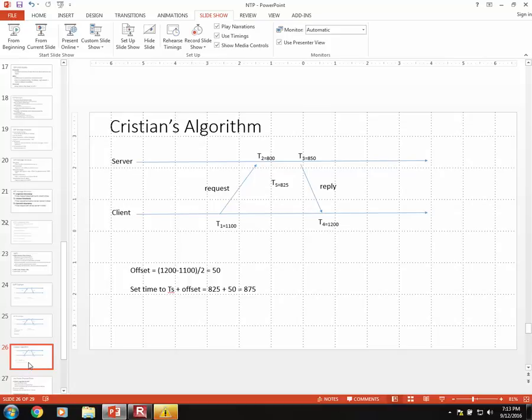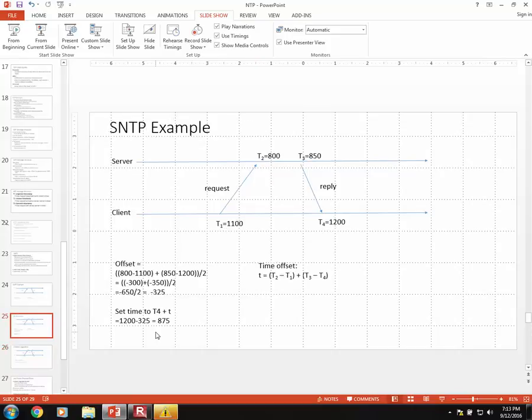In Cristian's algorithm, we just take the time T4 and the time T1 of the client, we divide it by 2, we take time TS, which is halfway between T2 and T3, and then we add that to the offset, and we get 875, which is also the same time that we have over here.